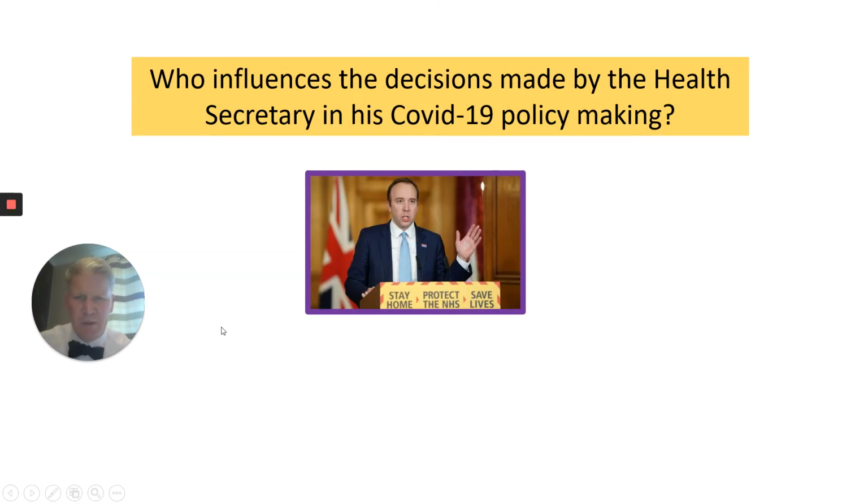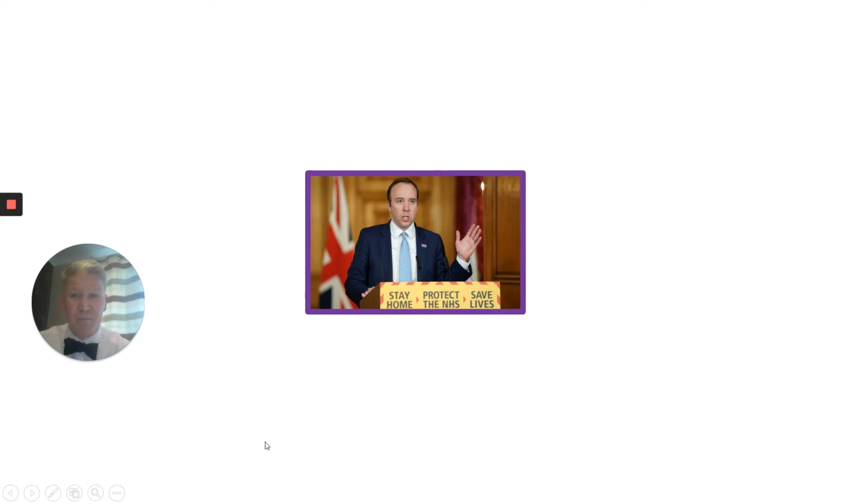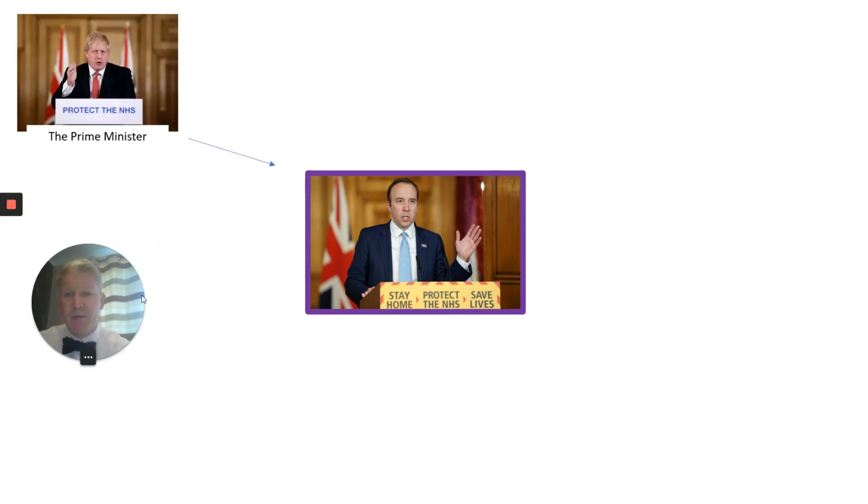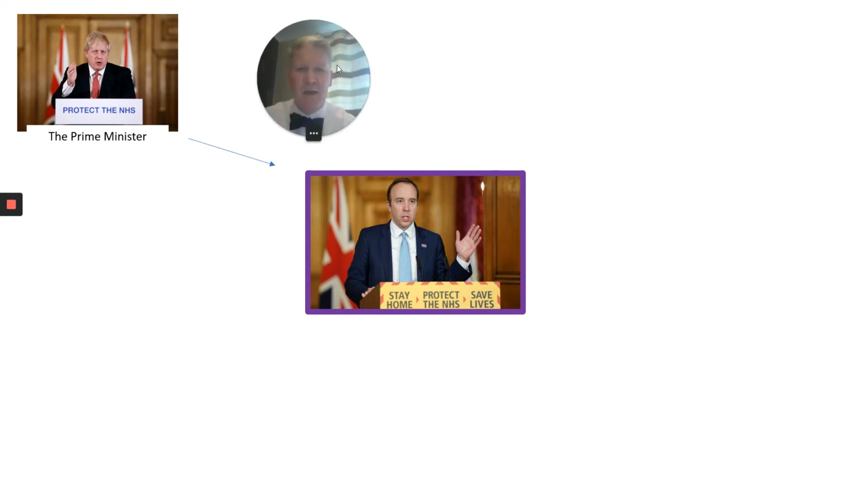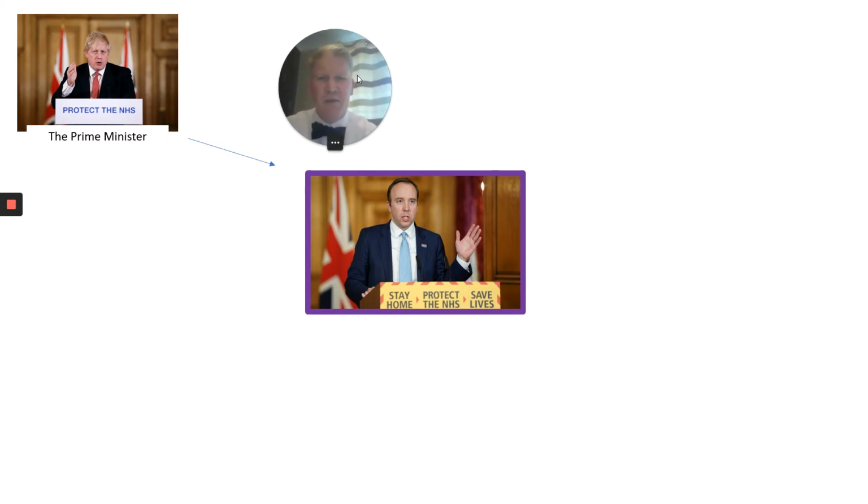Okay, here's the question. Who influences decisions made by the Health Secretary, Matt Hancock, when he makes policy over COVID-19? We want to know who decides who gets what, when, and how. If we start here, it's no surprise to think that the Prime Minister has some influence over Matt Hancock. He's the one who sets the broader government strategy. So perhaps he's quite influential in saying what the next steps in terms of the Health Secretary's decision is going to be.